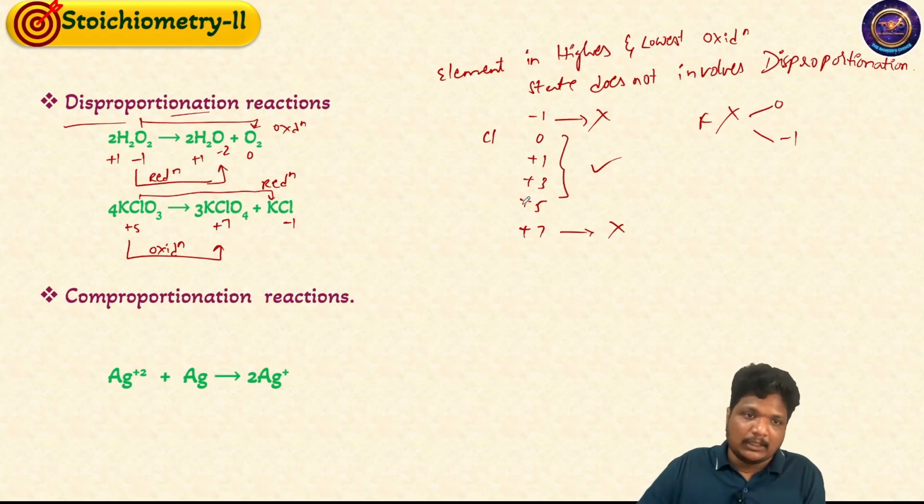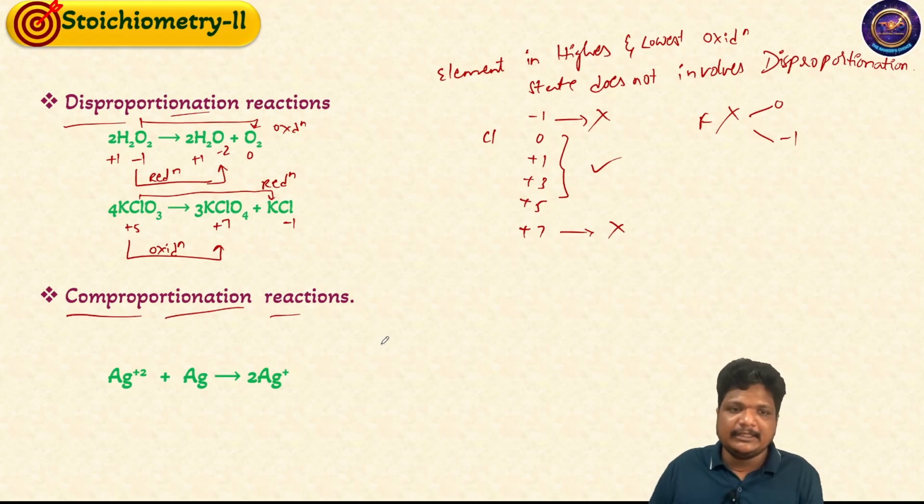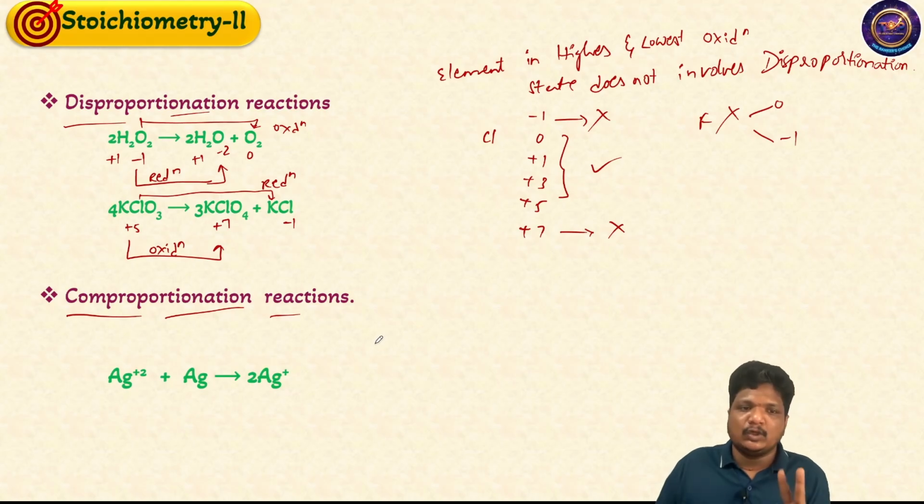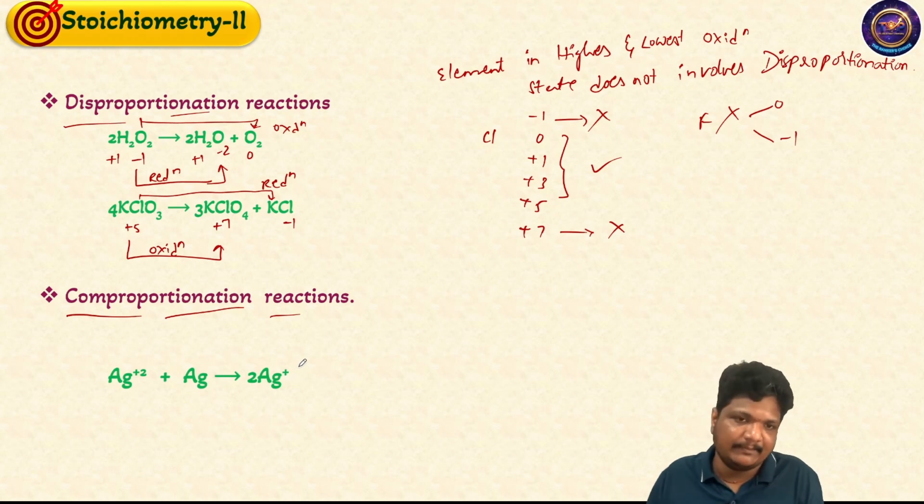Okay. So now in the case of other type of reactions, that is comproportionation reaction. So in this comproportionation reaction, so two different oxidation states of same element so will combine to form a single oxidation state, okay, in the product.